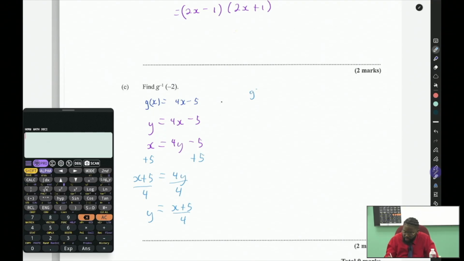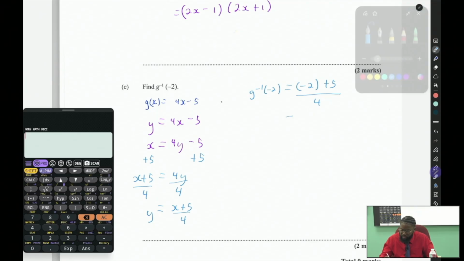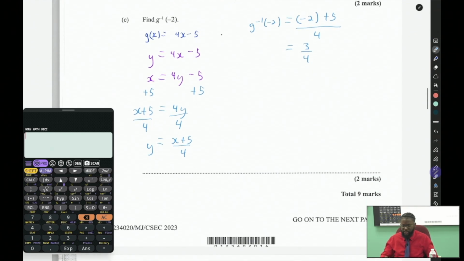So then g inverse of negative 2, we're going to substitute our negative 2 into what we have just found. So it's going to be negative 2 plus 5 over 4. So negative 2 plus 5 would give us 3 over 4. So pretty simple.